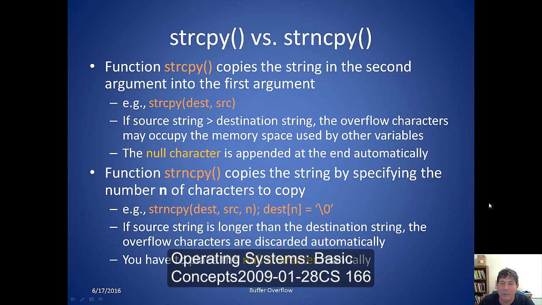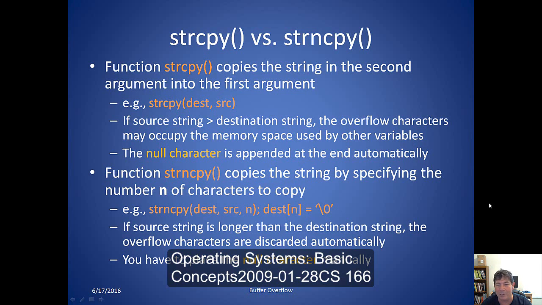So string copy versus string ncopy. String copy copies whatever is in the source string into the destination. So whatever's there, it copies. If the source string is greater than the destination string, the overflow characters may occupy the memory space used by other variables. The null character, as I said before, is always appended at the end automatically. So there's always going to be one more than you think it is. So for example, my name is Rick. If I string copied RICK, it would actually be RICK plus the null terminator, so it would be 5 characters.